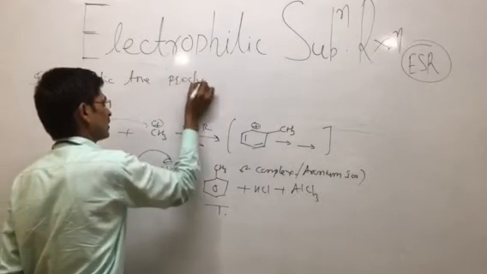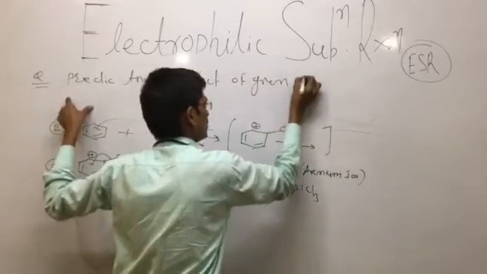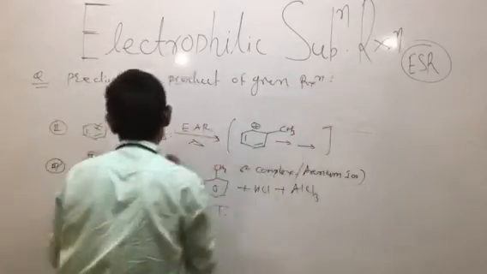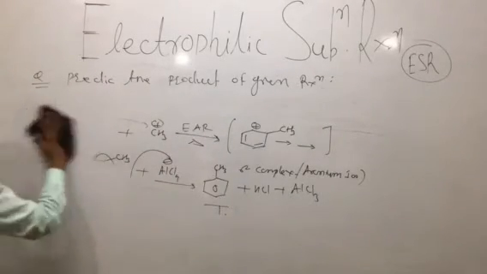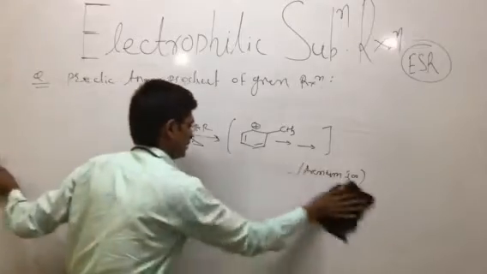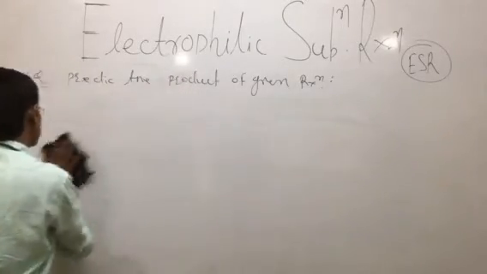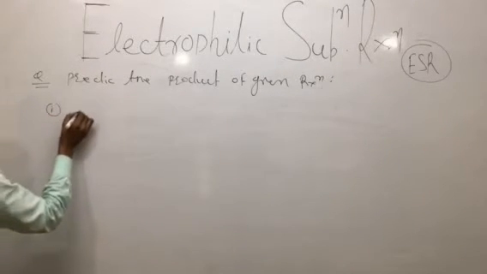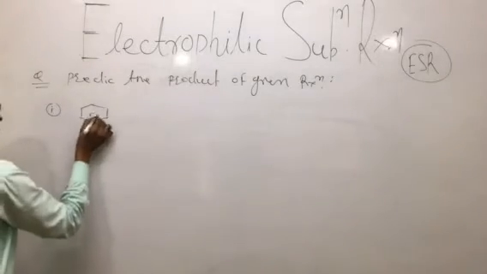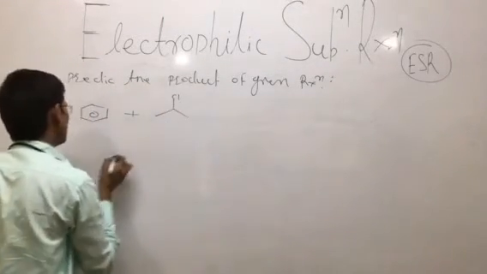Here you have to predict the product of the given reaction, and you may also be asked for the mechanism. So we explain some reactions here where you have to find the product by using the reaction conditions, the reagent and the substrate. In the first reaction, we have the benzene molecule reacted with isopropyl chloride.